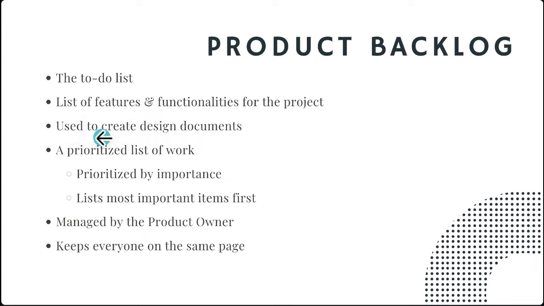We use it to create design documents. It is a prioritized list of work. It's prioritized by importance, and it lists the most important items first. It's managed by the product owner, and it keeps everybody on the same page. So what is a product backlog? It's a list of requirements, and it is used in order to keep track of what we're doing, so that our team always knows what it is that we're building, and it lists everything out in a prioritized way. So all the important details that we're working on right now are listed at the top.